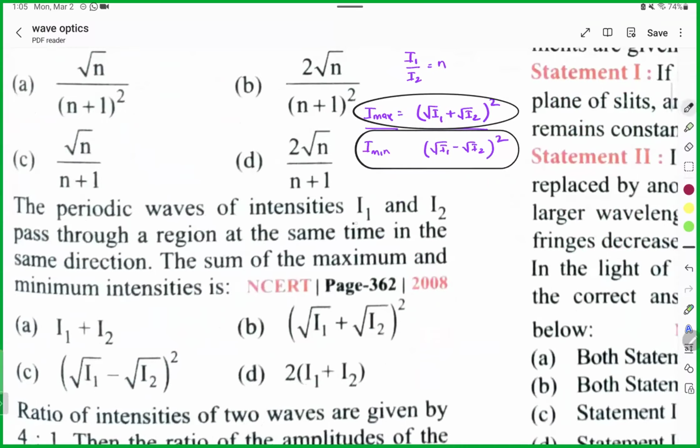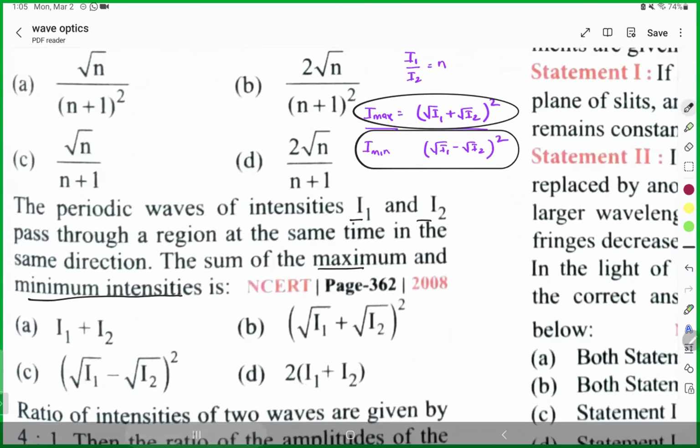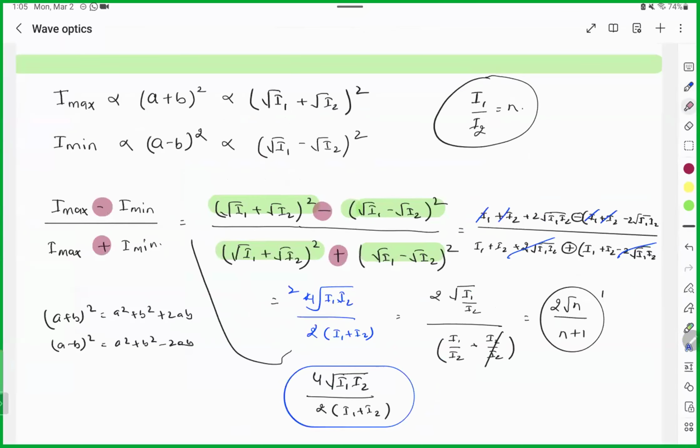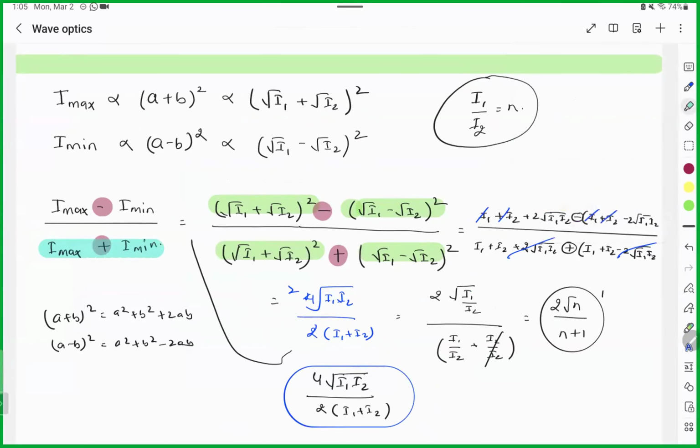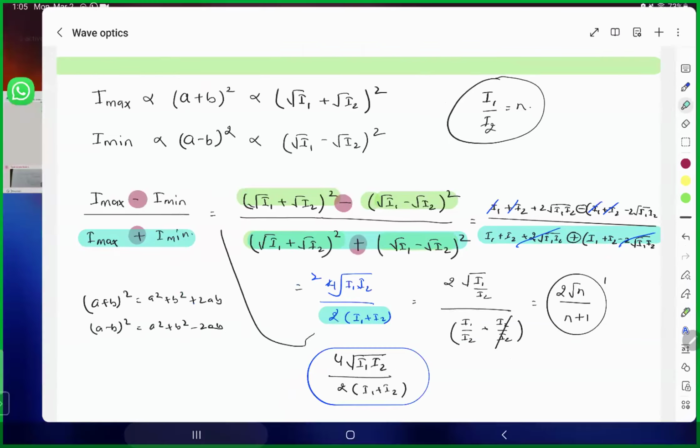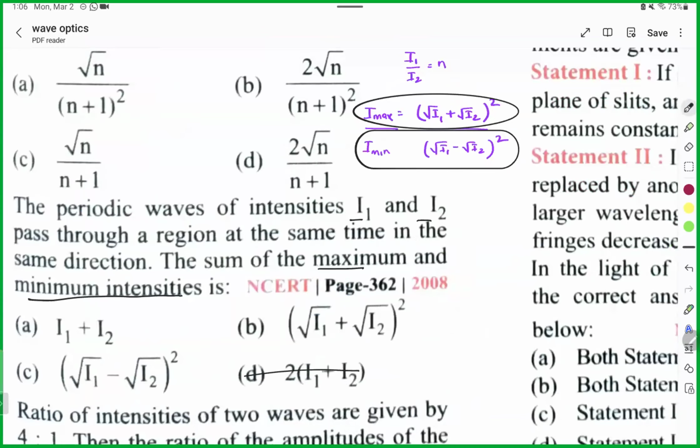See this question. Two intensities I1 I2, same direction, same time. What is the sum of maximum value and minimum intensity? Sum means denominator. What was the denominator? In the denominator you use I max plus I minimum. This is what you have to calculate. When you take only the denominator value, what was your ultimate thing? Same, exactly. 2 I1 plus I2. Do you have this option? Yes, you have this option.